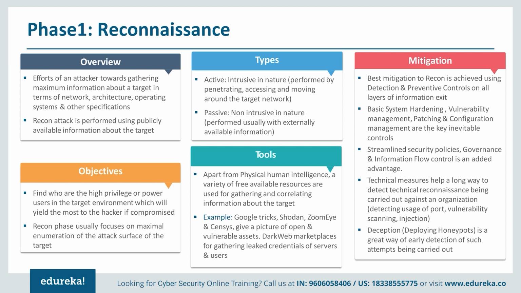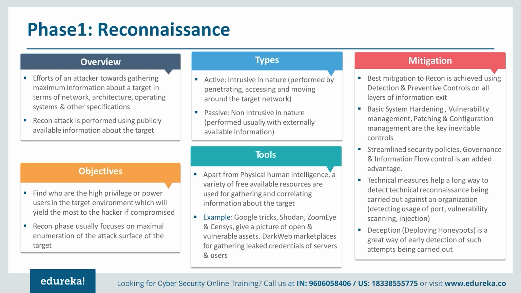A variety of freely available resources are used for gathering and correlating information. What are the things? Google tricks, Shodan, ZoomEye, Censys, dark web marketplaces for gathering leaked details of servers and users' information. There are marketplaces available where you can purchase leaked user credentials. Sometimes hackers even post them on a Pastebin, where you can use the credentials to try to gain access. It is most common when a hacker steals Netflix or Amazon Prime accounts. These accounts are easily hacked, the credentials are easily available, and a single account is shared between multiple users. That's happening. We cannot control it, but it still happens.